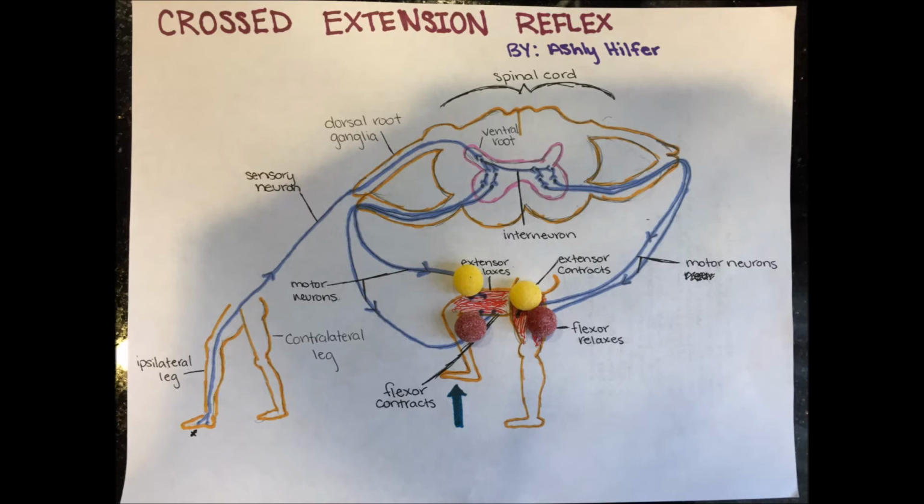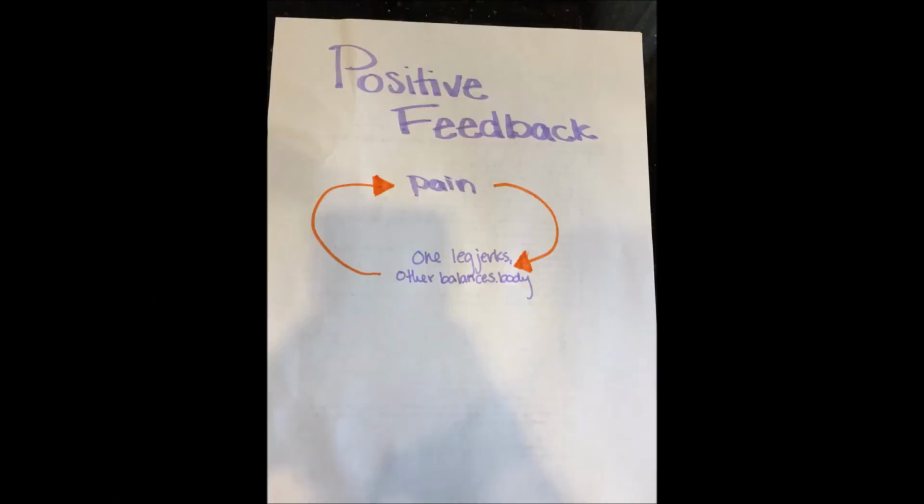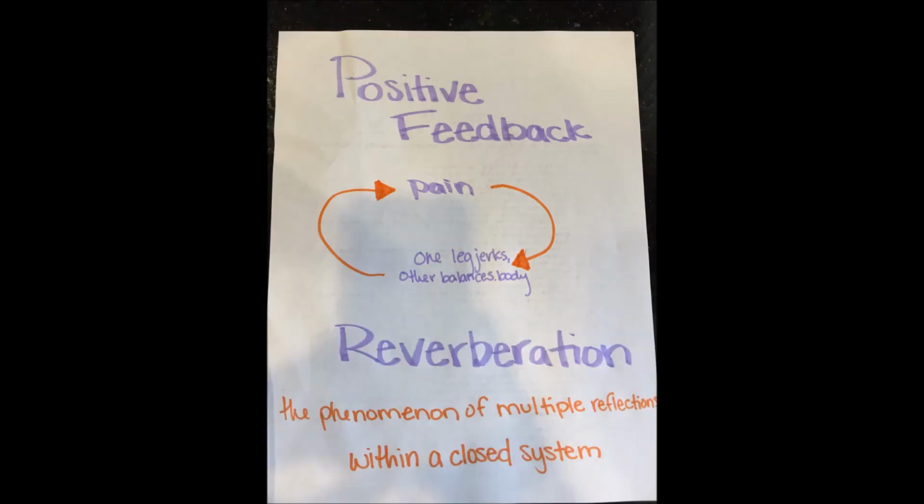This is an antagonistic muscular reaction because in order for some muscles to flex, other muscles need to be relaxed. This is a positive feedback. To stop the pain, the leg that is in contact with the painful stimuli must jerk back, which causes the opposite leg to become straight to balance the body. The continuation of this action would be called reverberation to make sure that the painful stimuli will stop.